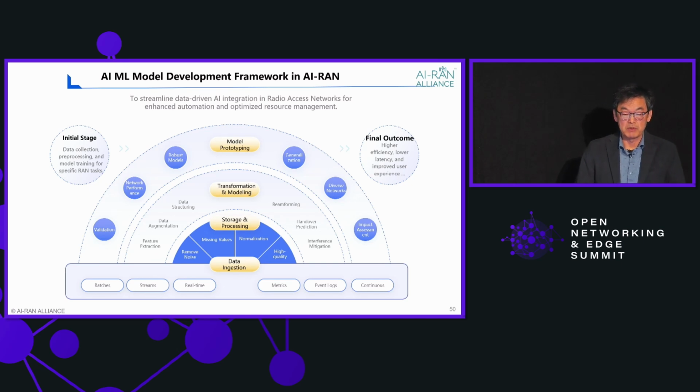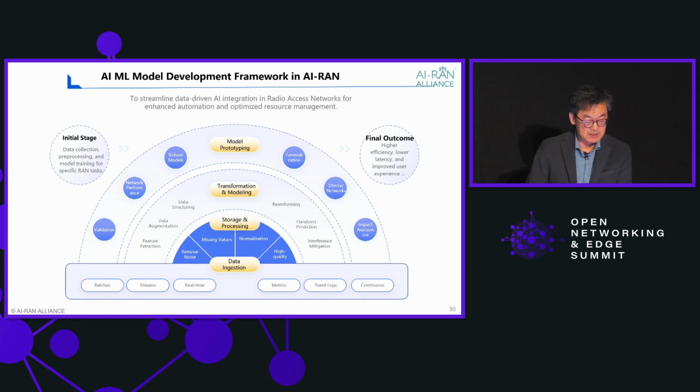AI-RAN models undergo prototyping and validation to assess their impact on network performance. This step is crucial to ensure the models are robust enough and can generalize across diverse network environments. And most importantly, they must not disrupt live network operations. If that happens, it's going to be a nightmare for the operator.